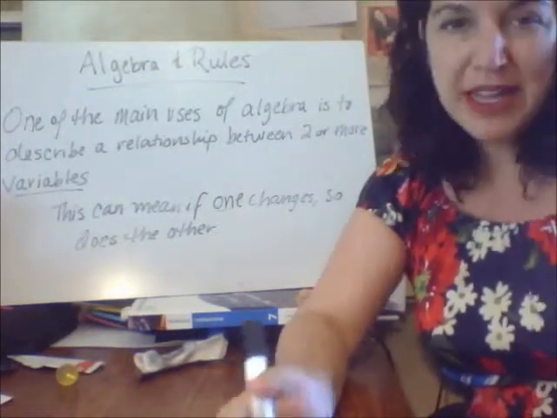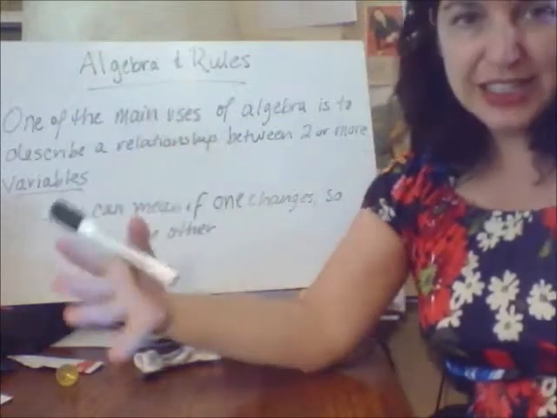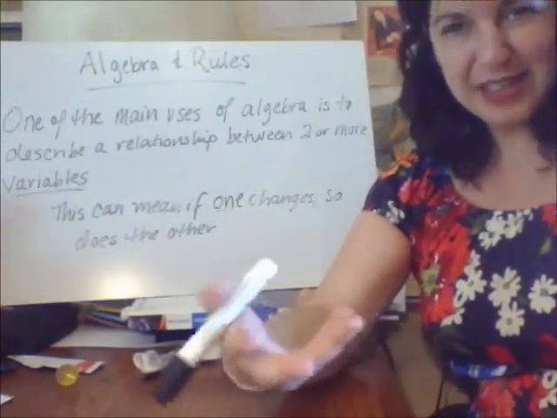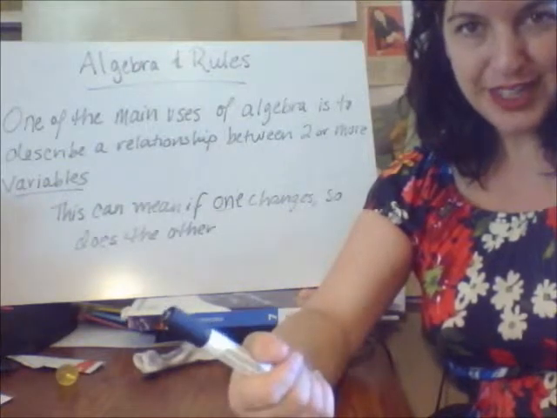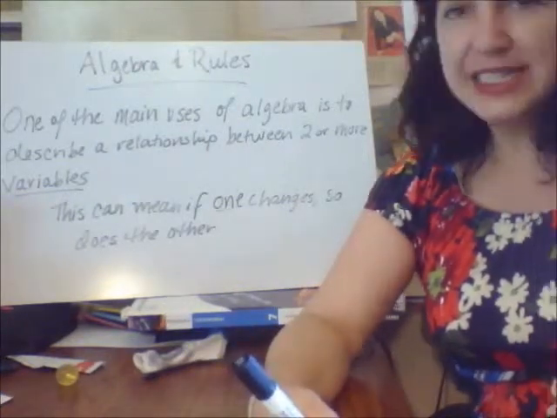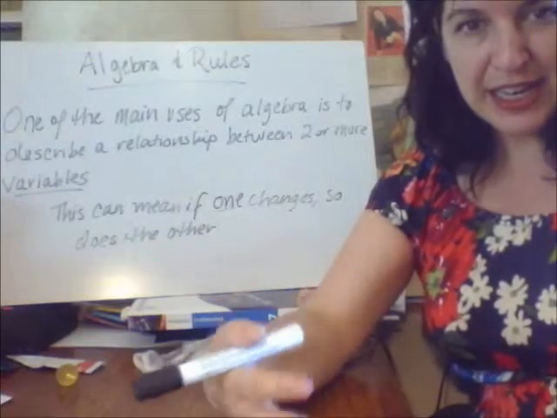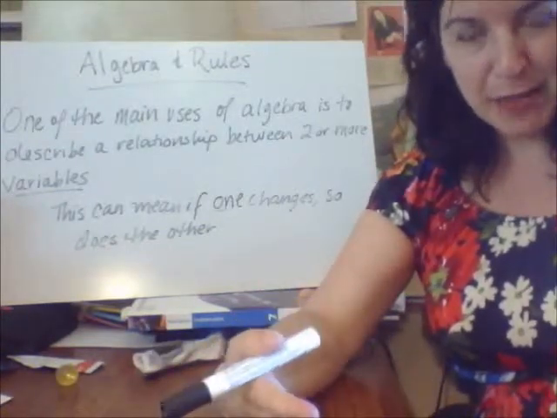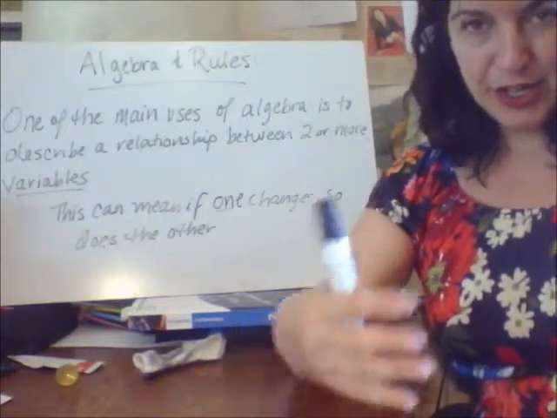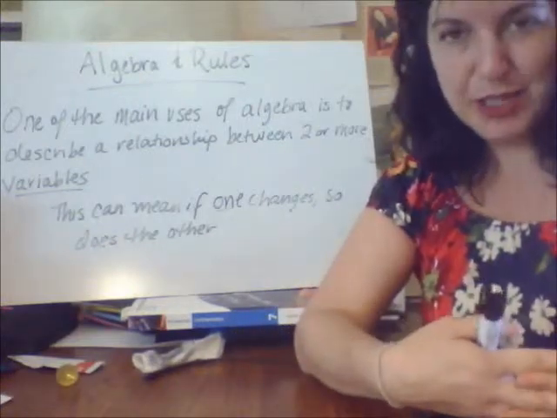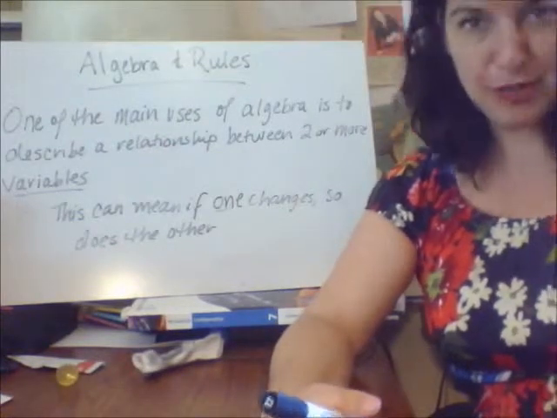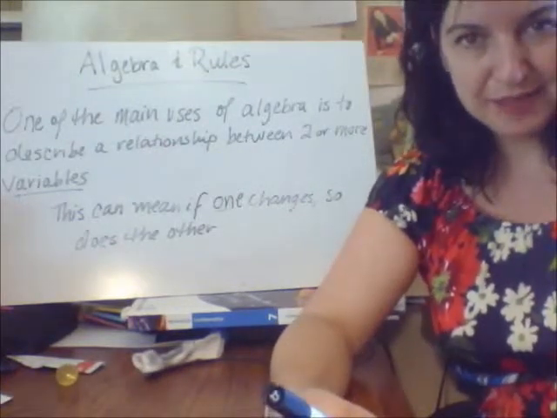Okay, so one of the main concepts is it's looking at this relationship between two variables. Variable means something that can change. Okay, and often this relationship means that if one thing changes, the other thing changes. Now that sounds a bit complex, but if you think about the what's my rule stuff we've been doing, the in number changes, then the out number changes. So that's all that means.